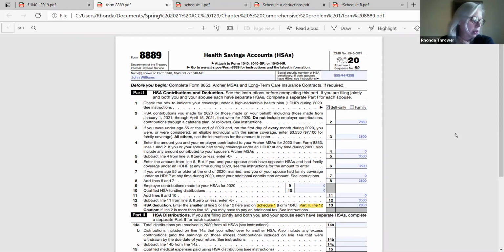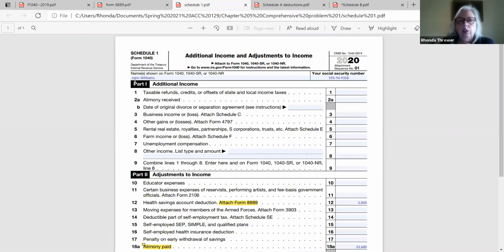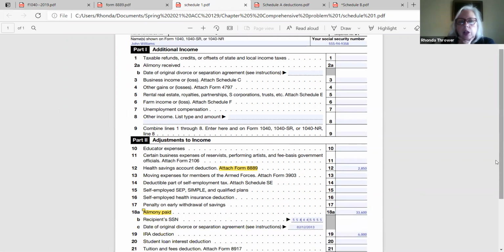And so the next form that we're going to look at is Schedule 1. So if you'll bear with me just a minute, I'm going to pick up Schedule 1. This is John Williams, and this is his Social Security number that we just entered in there. And from Form 8889, we're going to enter 2,850. That's just what we had figured up a while ago. So what you would do is you'd read through these things and see if any of these applied to this problem, which it doesn't. So I skipped on down here to line 12 where we knew that we had that Form 8889 that we just completed, and the 2,850 is entered here.